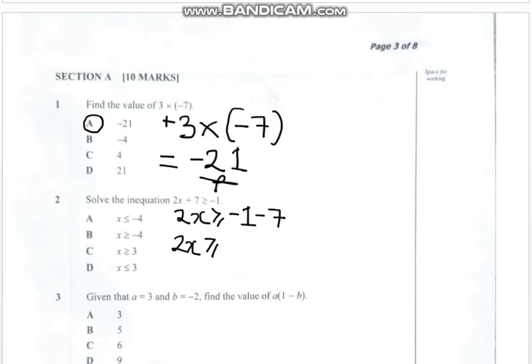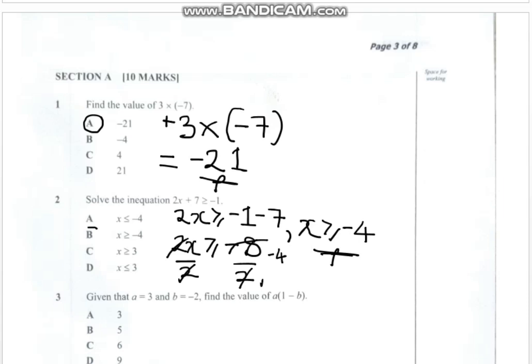This is addition in negative, so we keep the negative sign and add the numbers. So this gives -8. Then to find x, we divide by 2 on both sides. Division by 2 on the left side, we get 1 times x. This gives x is greater or equal to, on the right side, 2 into -8, which gives -4. So x is greater or equal to -4. So this option is B.